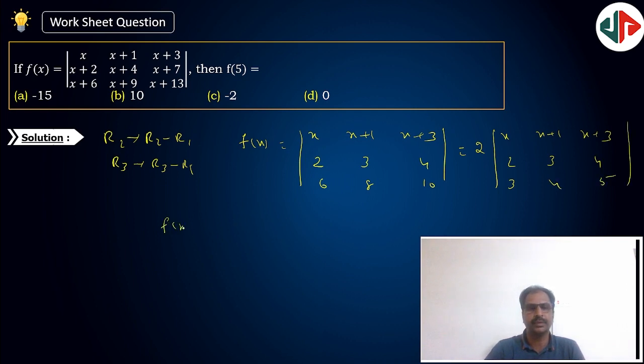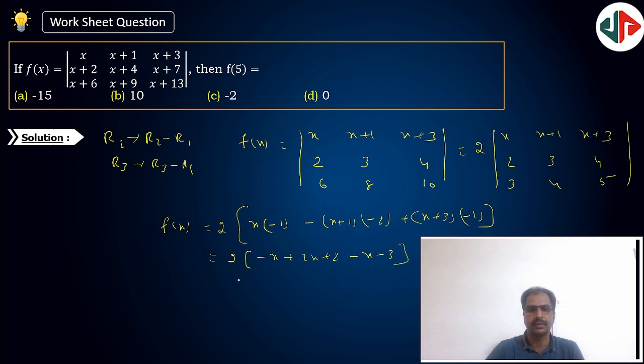Now expand the determinant. 2 into x into 15 minus 16, minus of x plus 1 into 10 minus 12, plus x plus 3 into 8 minus 9. So this is equal to 2 into minus x plus 2x plus 2 minus x minus 3. After simplification, you get minus 2. So f of x is minus 2.